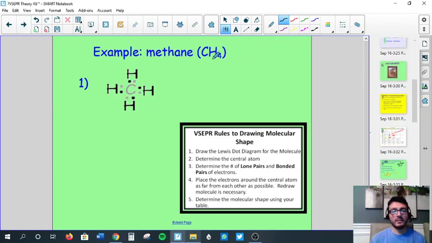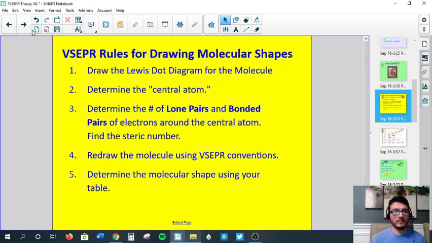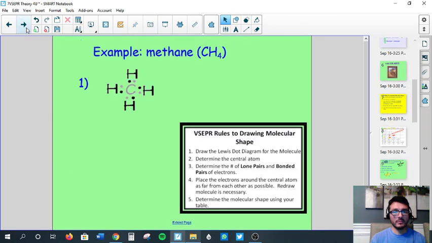Let's do methane as an example. And here are the VSEPR rules, just copied and pasted from a previous slide. The background looks a bit different, but it's from that slide here.